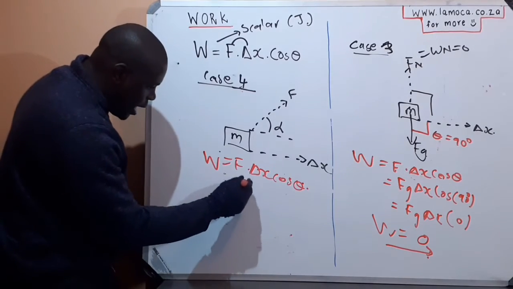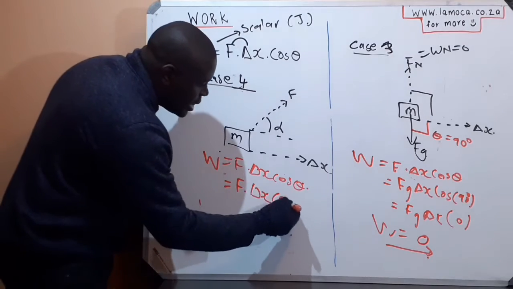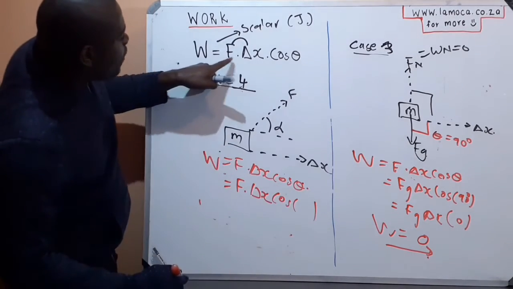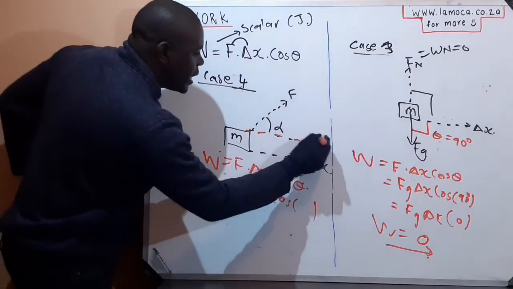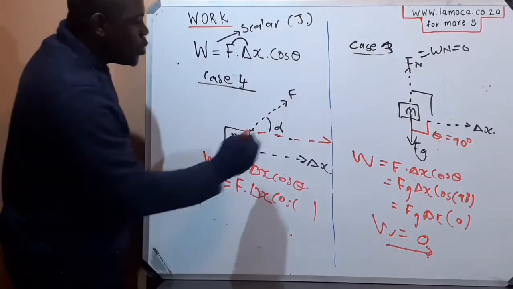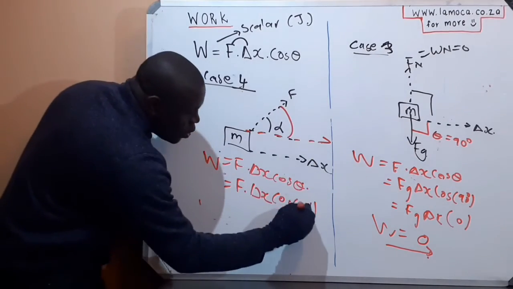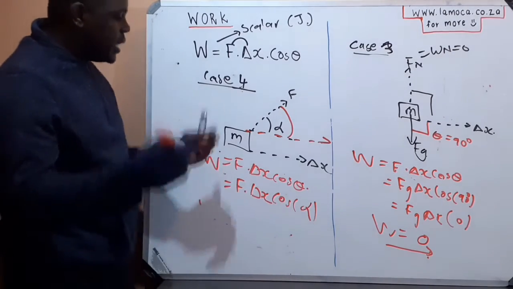Our force is F, our displacement is delta x, and our theta in this case, how much is the angle? Remember, theta is the angle between F and delta x. My F is there, my delta x is on the horizontal like this. My delta x is on this line. So the angle between F and delta x is alpha. So I'll have cos of alpha there.